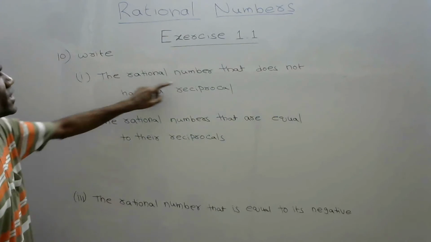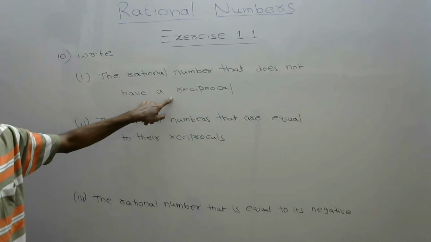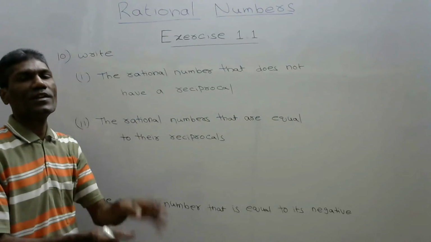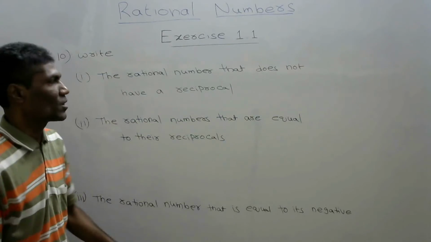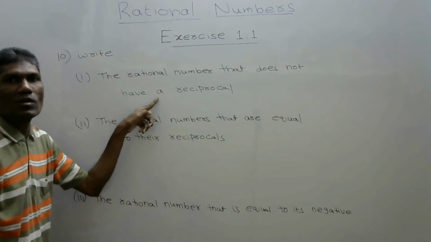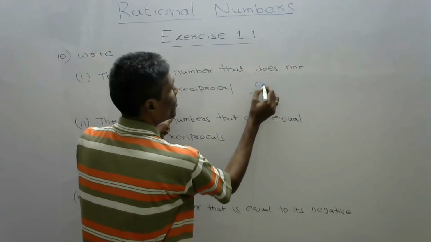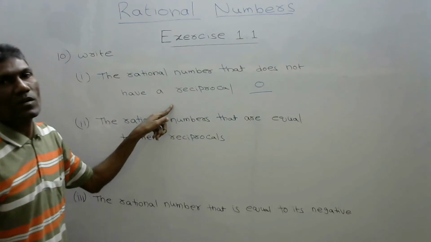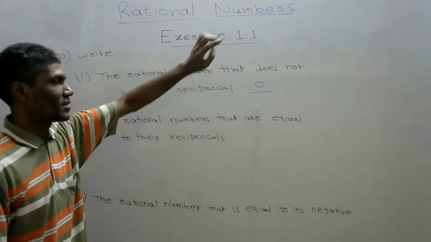Next, the rational number that does not have a reciprocal. For every number, if we interchange numerator and denominator, we get the reciprocal. But there is one number which does not have a reciprocal. The answer is 0. It does not have a reciprocal because 1 by 0 does not exist.